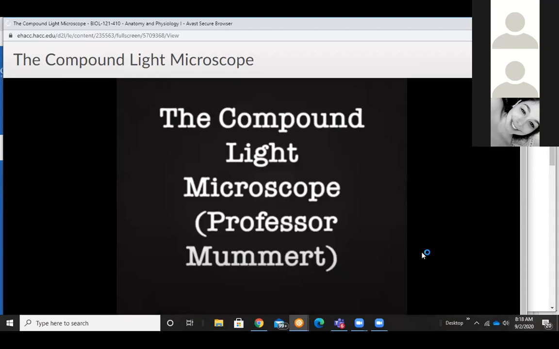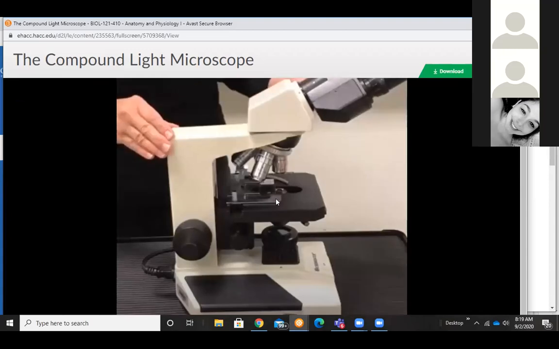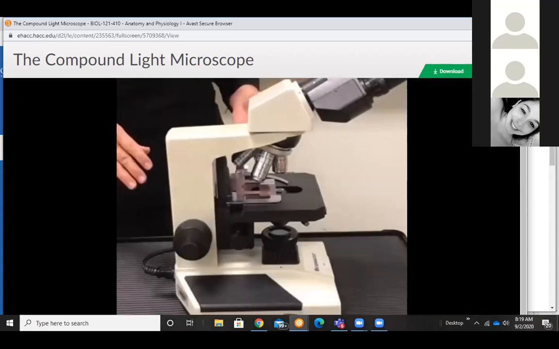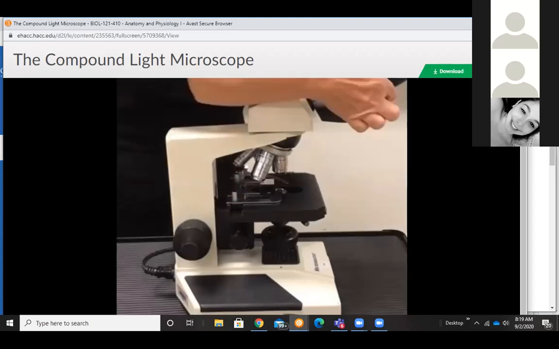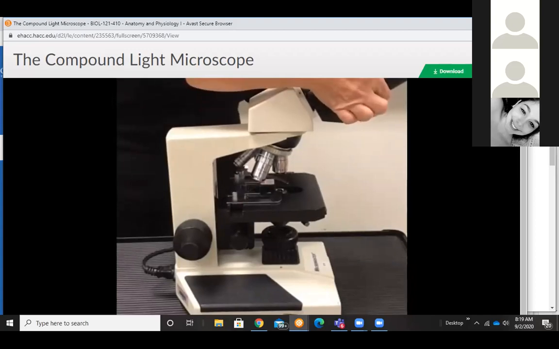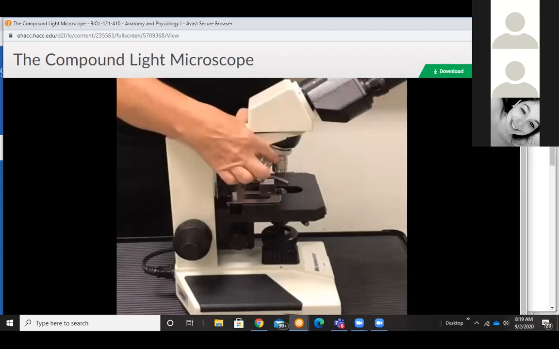There we go. This is a compound light microscope. We use a compound light microscope to look at structures that are really small, like cells or tissues. The term compound refers to the fact that it uses two sets of lenses. There's the first set of lenses, which are called the ocular lenses or the eyepieces. This is where you're going to actually put your eyes in order to view the image. And there is a second set of lenses called the objective lenses. So both lenses work simultaneously to magnify the object.